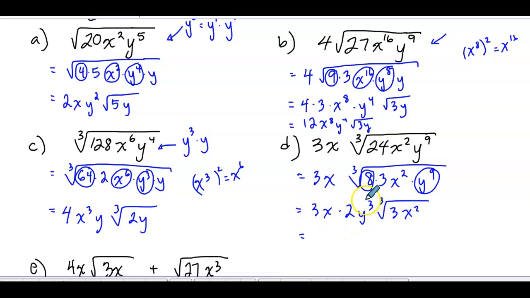And then simplify your coefficients here. So that's going to be 6xy cubed, cubed root of 3x squared.